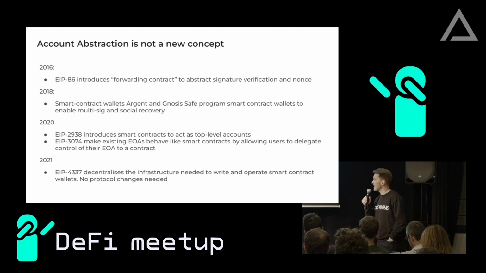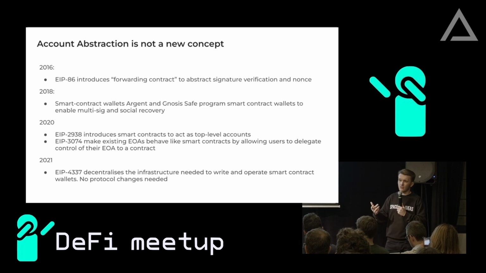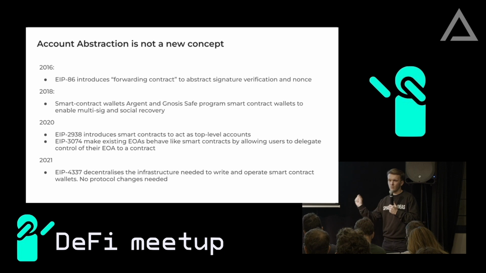In 2016, there was EIP 86, which introduced forwarding contracts to abstract the signature, to remove the seed phrase connection with the account. In 2018, smart contract wallets like Argent and Gnosis Safe came up with multi-sigs, these kinds of things, but it was all on the application layer. It was not part of the blockchain itself. In 2020, there were two EIPs, 2938, which tried to make smart contracts the main accounts on Ethereum, but it would require a hard fork. It was a big change to the blockchain, to the EVM.